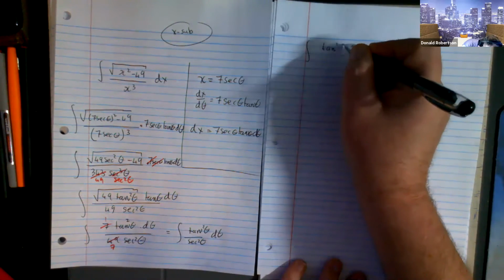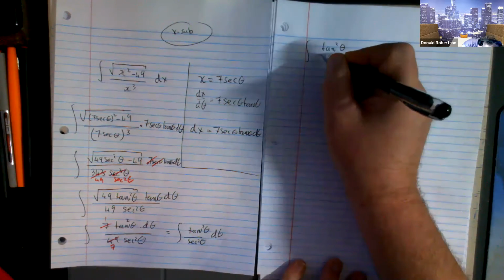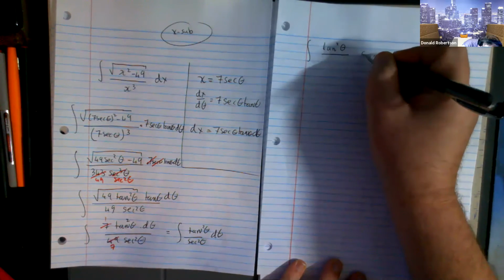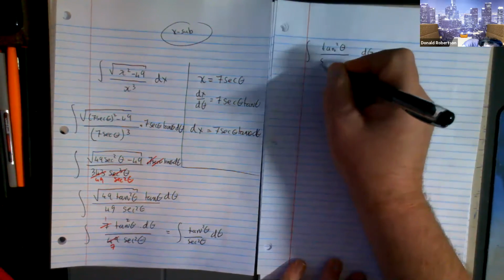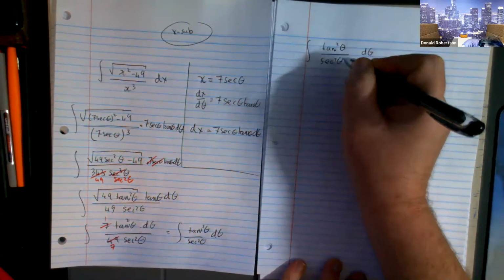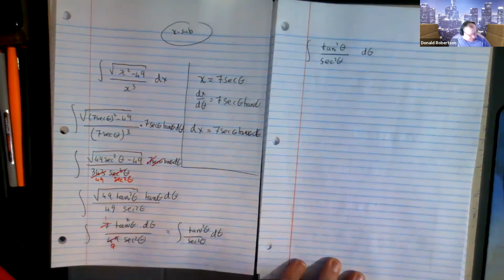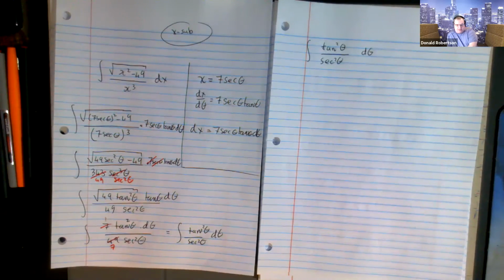And we have to figure out what we can do, style points, to make this guy work. We could do a u sub.